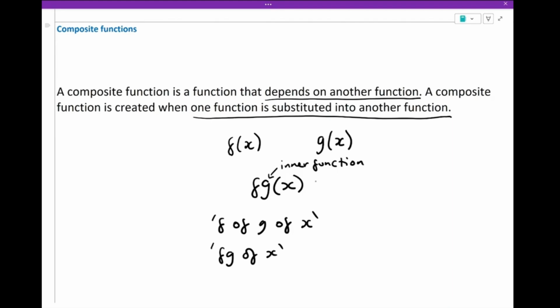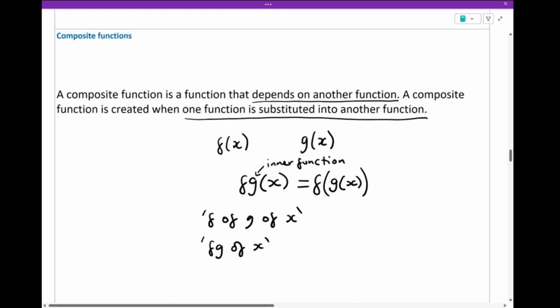Now, some other notation we could use, which I think is a little bit clearer as to what you need to do. You could write f, and then you could open brackets, and then write the next inner function. So g of x, like that. That means the exact same thing, but it's very clear that you're going to substitute g of x into f of x. Now, just to be clear, the f and g are not multiplying each other. They're being composed.